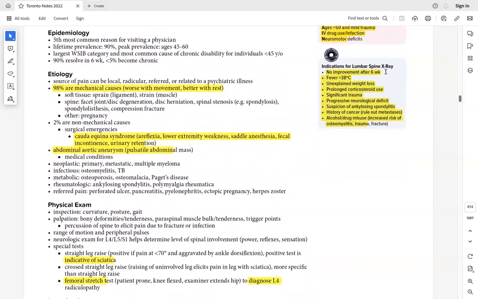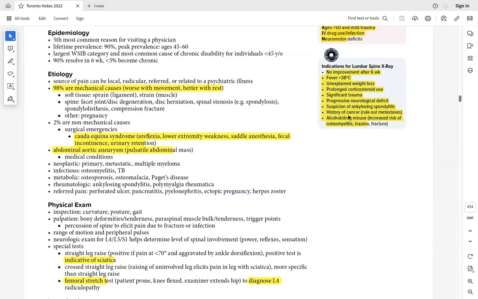Lumbar spine X-ray is indicated if after 6 weeks there is no improvement, fever is more than 38, unexplained weight loss, or some constitutional symptoms, which might point towards some malignancy. He's using corticosteroids for a long time. The patient had any significant trauma, progressive neurological deficits, or suspicion of ankylosing spondylitis. In ankylosing spondylitis, what would we see on X-ray? It would be bamboo spine, fusing of the spine together. Then history of cancer, alcohol or drug use, increased risk of osteomyelitis, trauma and fracture. So if any of these things is present, we will do lumbar spine X-ray.